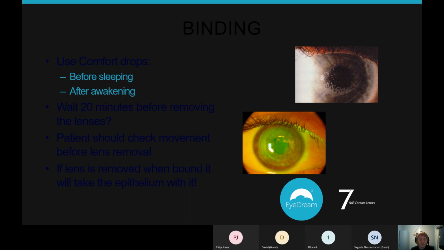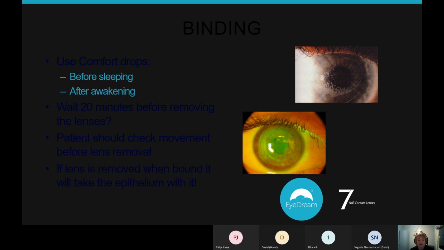So when you sleep in a gas permeable lens, the forces underneath it make that lens stationary, and then it tends to bind. And the binding in itself is not the problem. The problem comes when a patient removes a bound lens, because it takes epithelium off at the same time, and it is incredibly uncomfortable. So most of us will have had that RGP wearer who falls asleep on the sofa, and then when they wake up, they're very used to the idea that they have to give the lens a wriggle to get it moving again.